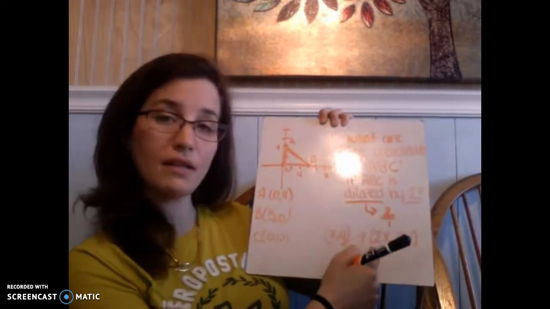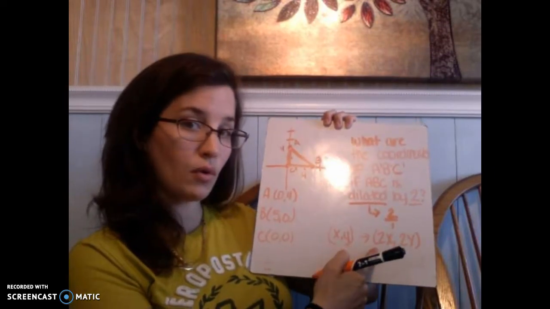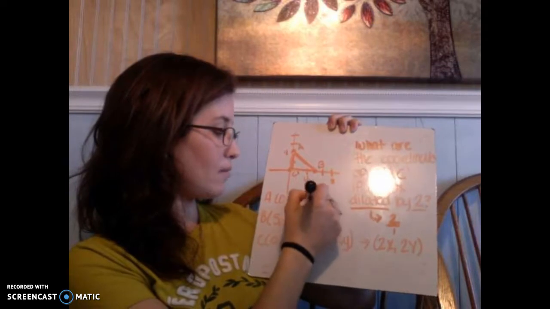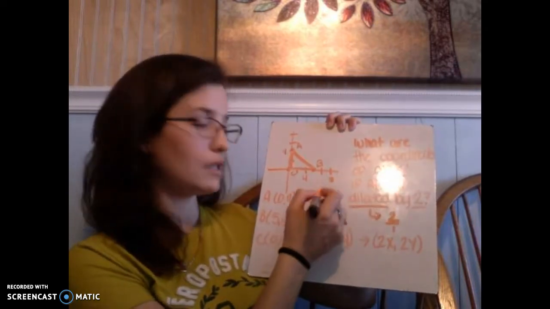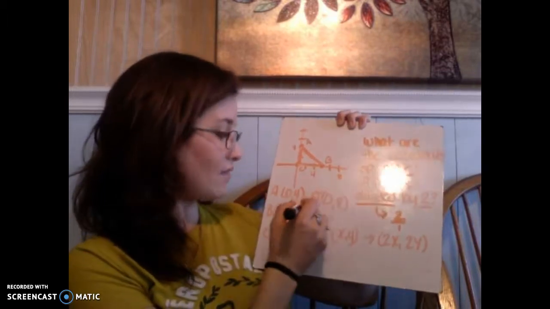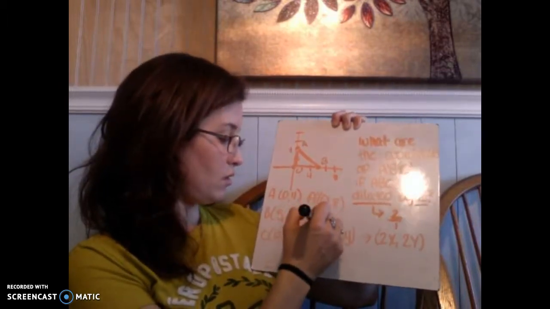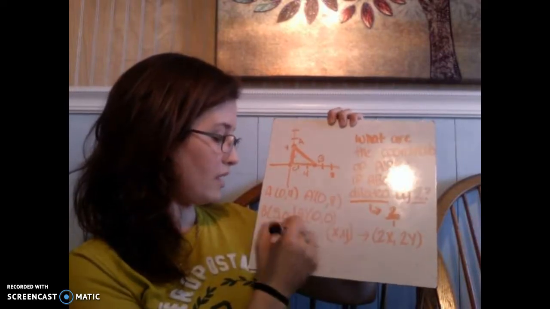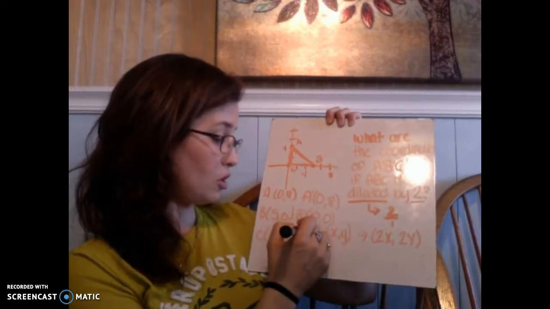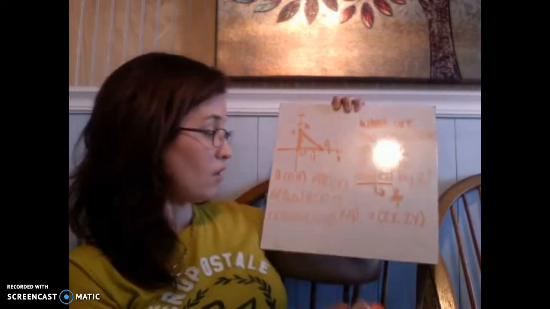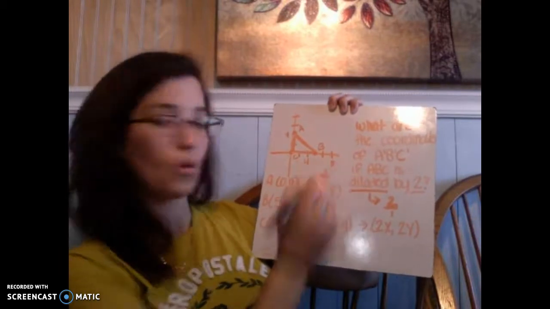Now I'm just going to apply this rule. So I'm going to multiply my x by 2. Well, what's 0 times 2? 0. What's 4 times 2? 8. What's 5 times 2? It's 10. 0 times 2 is 0. And what is (0, 0) times 2? 0 times 2 again would be (0, 0). Right? So here's my new coordinates.